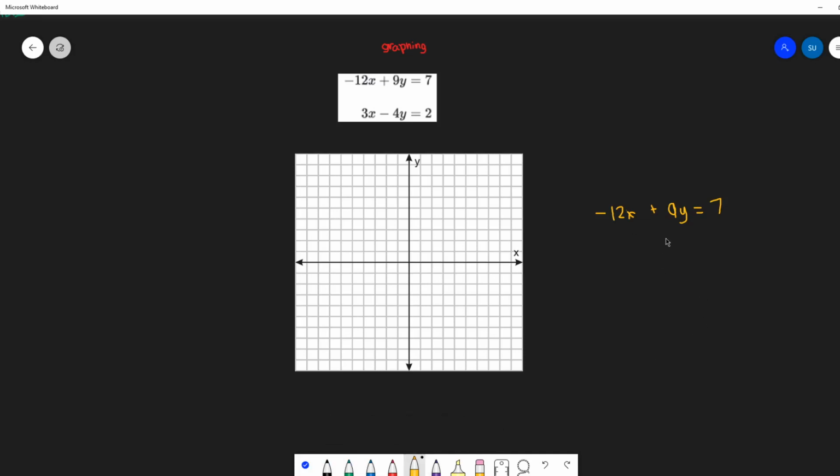Once I do that, we're going to be left with 9y equals 7. After you do that, divide both sides by 9, and we get y equals 7/9 for our y-intercept. So let me graph that here. y equals 7/9 should be like here.